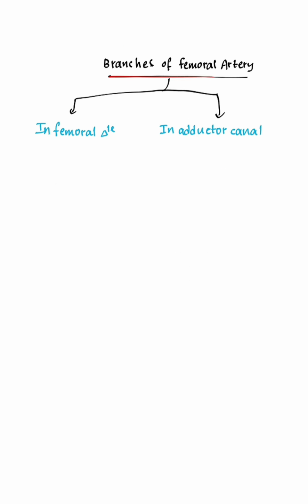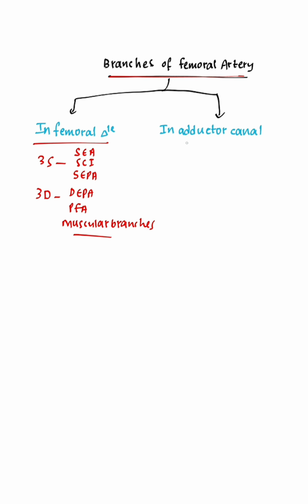Let's now revise branches of femoral artery. Femoral artery within the femoral triangle gives 3 superficial branches and 3 deep branches. 3 superficial branches are superficial epigastric artery, superficial circumflex iliac artery, superficial external pudendal artery. 3 deep branches are deep external pudendal artery, profunda femoris artery, muscular branches. Within the adductor canal, femoral artery gives muscular branches, descending genicular artery.